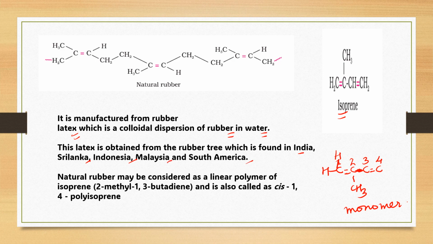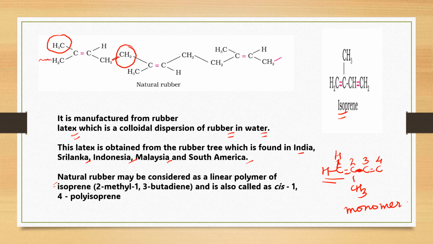So natural rubber is a linear polymer of isoprene. The common name is 2-methyl 1,3-butadiene and is also called as cis 1,4 polyisoprene. So this is the natural rubber. So here also CH3, this is the CH3 of methyl group. Here this is this CH2. So here it leads to a free valency. Here this free valency is connected to another CH2. In this way, natural rubber is formed.